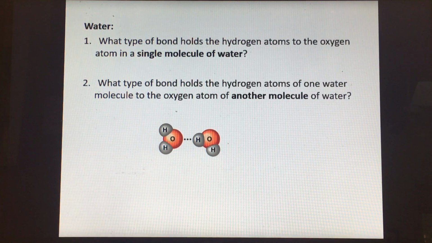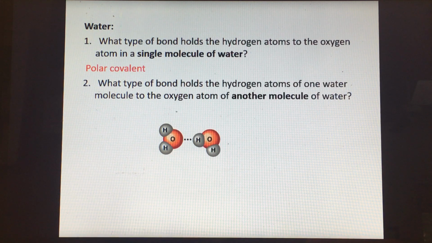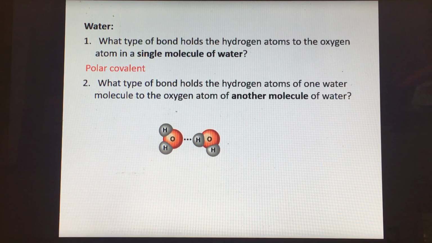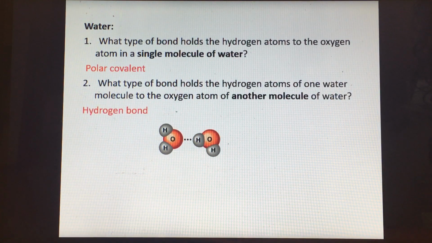So let's talk about water for a little bit. So what type of bonds hold the hydrogen atoms to the oxygen atoms in a single molecule of water? So within the water molecule, that would be a polar covalent bond. And remember, those are the bonds where you've got unequal sharing of electrons. So what type of bond holds the hydrogen atoms of one water molecule to the oxygen atom of another molecule of water? So the attraction between the oxygen and the hydrogen, that's referred to as a hydrogen bond. So that one is a polar covalent bond, and that one is the hydrogen bond.